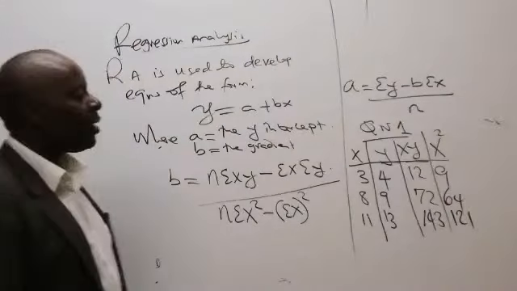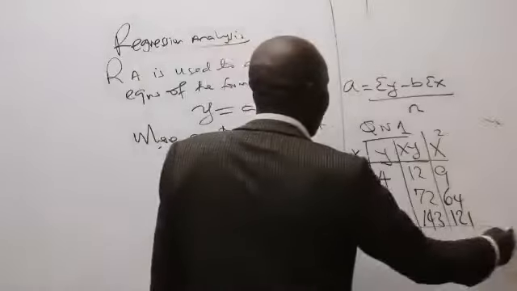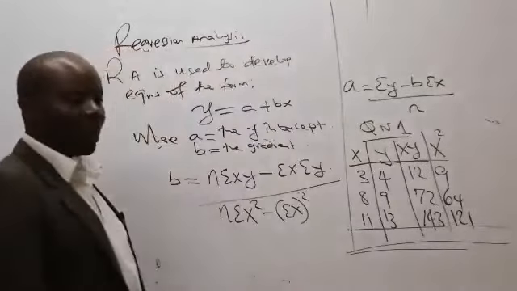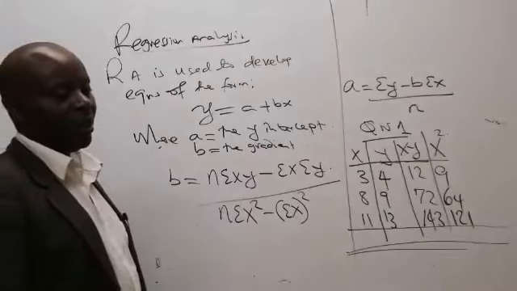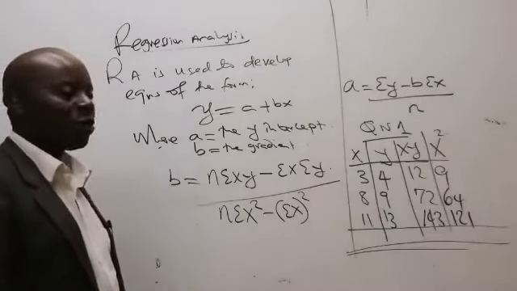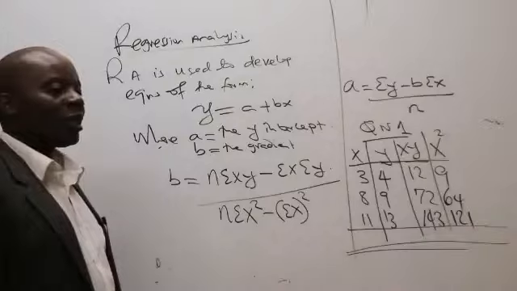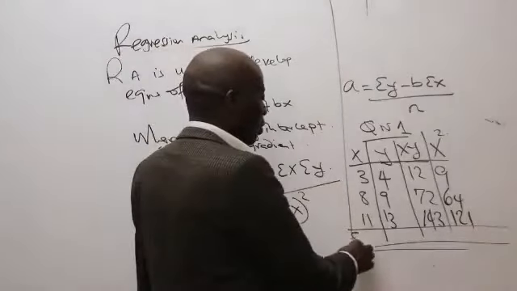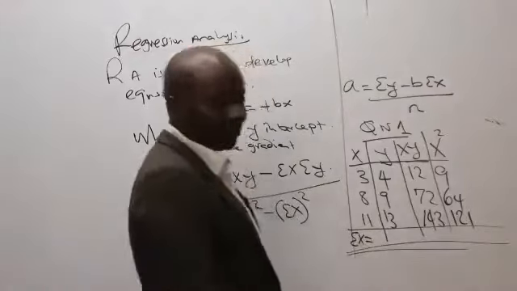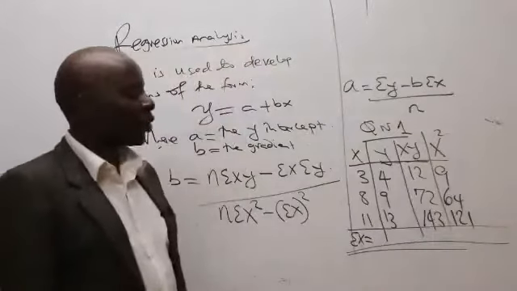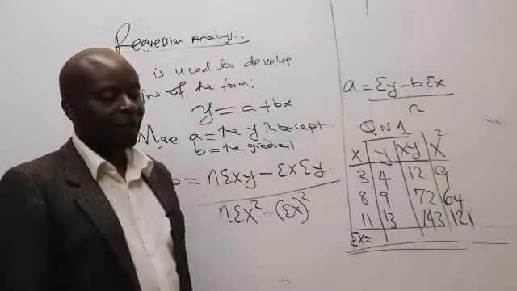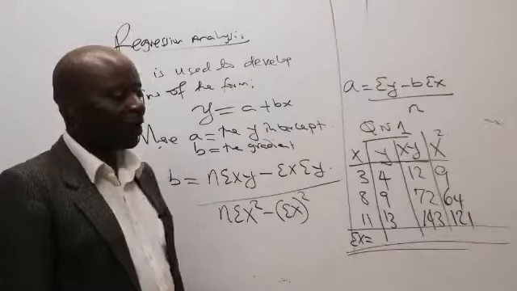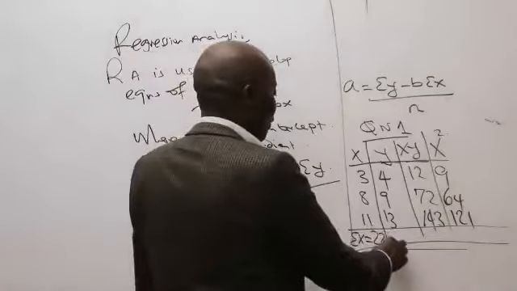121. Ladies and gentlemen, if that is the case, could you kindly come here and give us the summations? Remember, regression is a sigma model. Regression is all about summations. So sum of x, can somebody talk to me here? Sum of x, so 3 plus 8 plus 11 gives us what here? 22. Thank you very much.